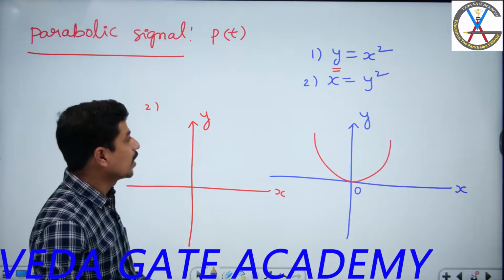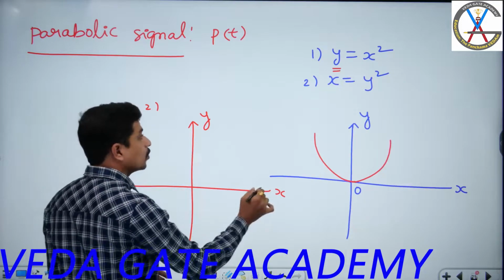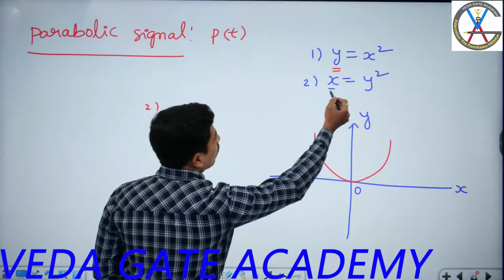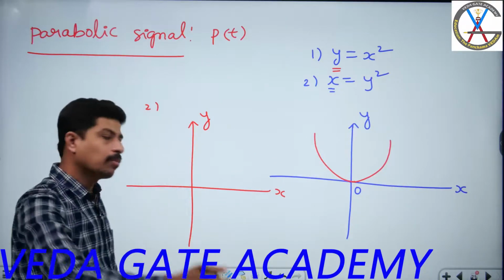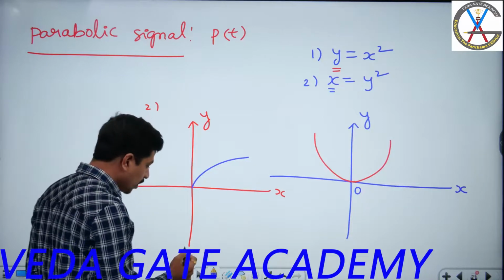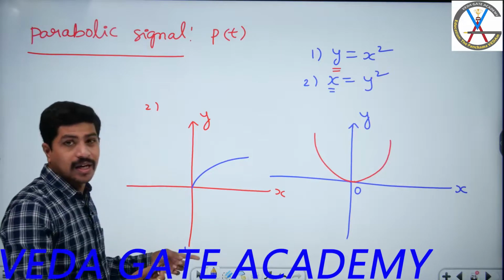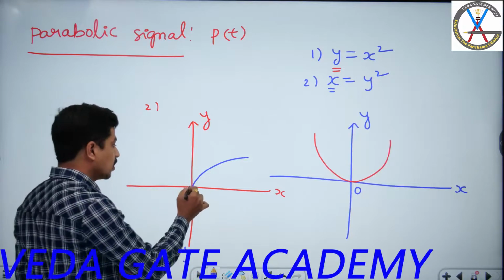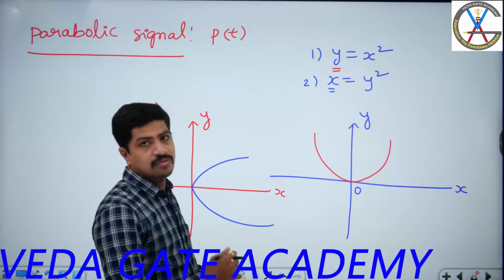X is equal to y square. Y is positive, so the x value will be positive. Why? Because a positive square will be positive. Here y is negative, and a negative square will be positive. Yes, this is the x is equal to y square parabola.